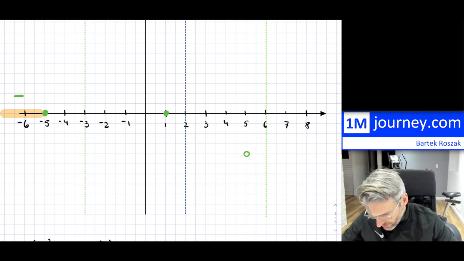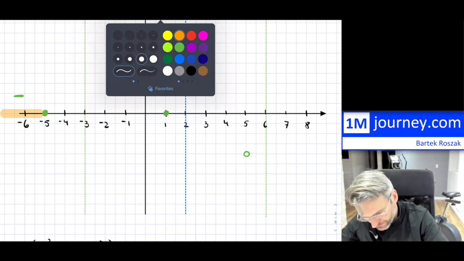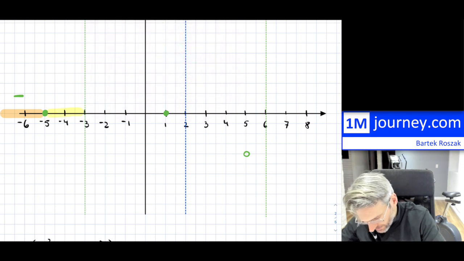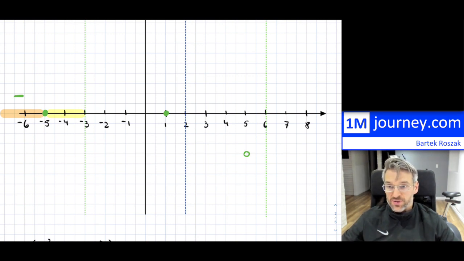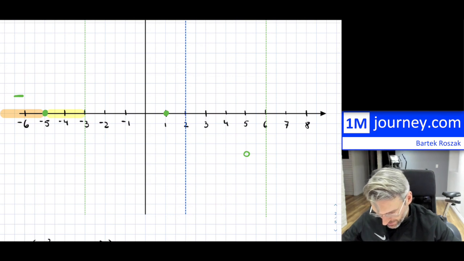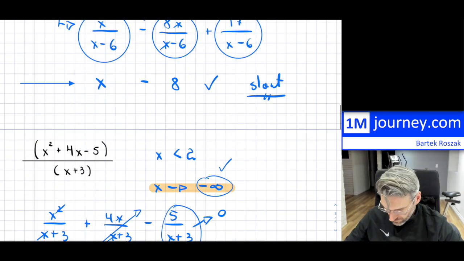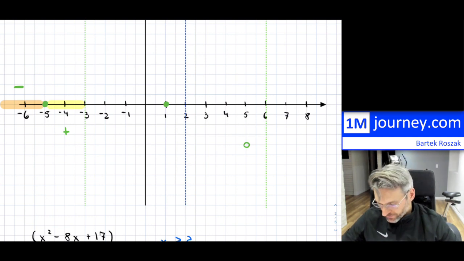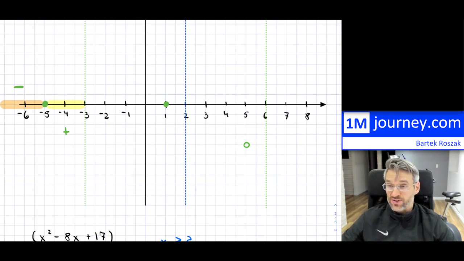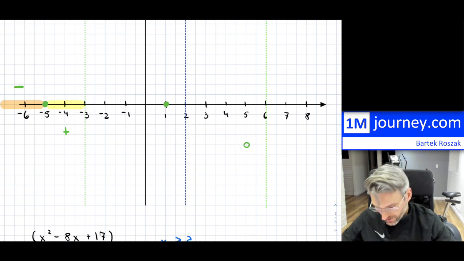Okay, now next, what we do is we take a test point over here. So I'm going to take -4 and substitute it back in and then check what that gives me. Okay, so I'll be right back. All right, so it's positive there. Okay, so we already have a pretty decent idea on how this is going to start to look. But I'm just going to leave that. So negative and positive at the moment.